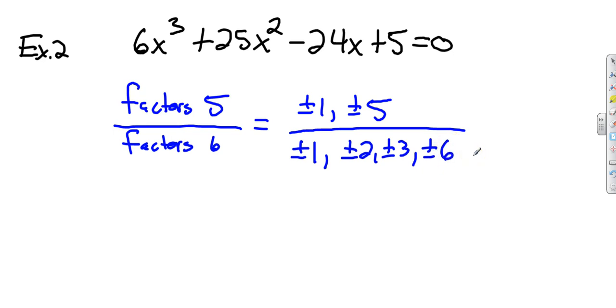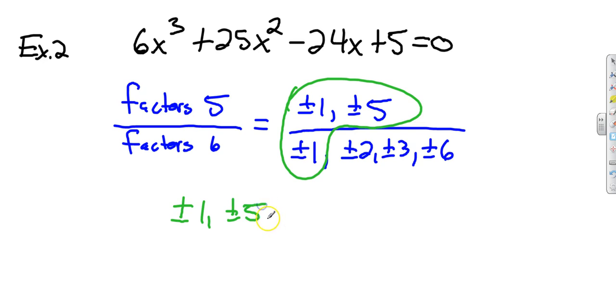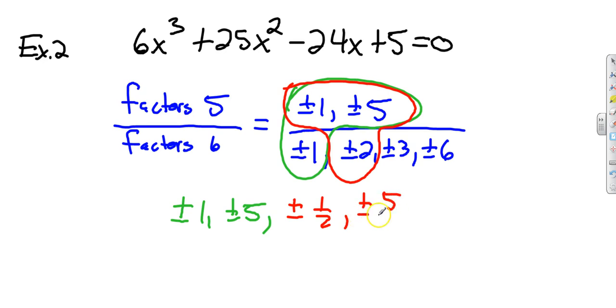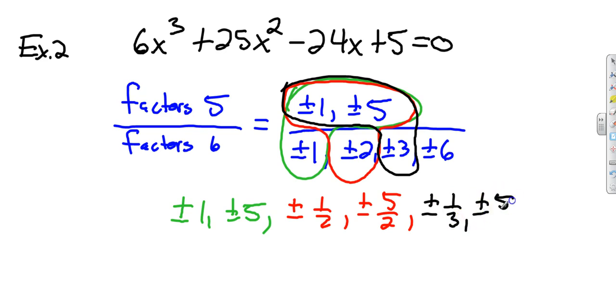So this is one of the rare cases where, when we check it, we're going to have more fractions than whole numbers. So we're going to take everything and divide it by 1, which will just be 1 and 5. Then we're going to take everything and divide it by 2, which will be 1/2 and 5 over 2. Take everything and divide it by 3: 1/3 and 5/3. And the last one, divide everything by 6.